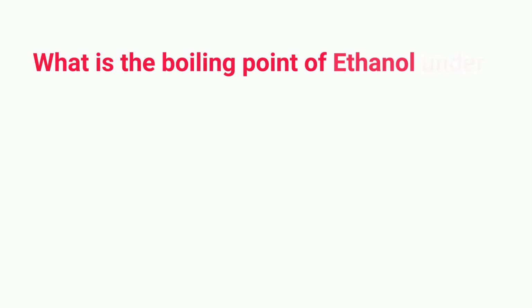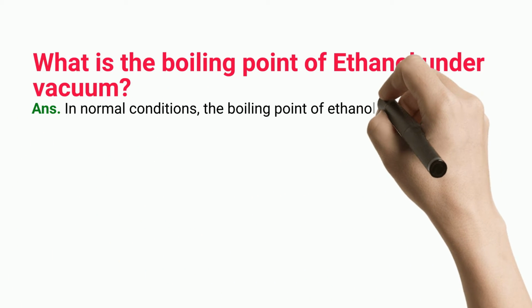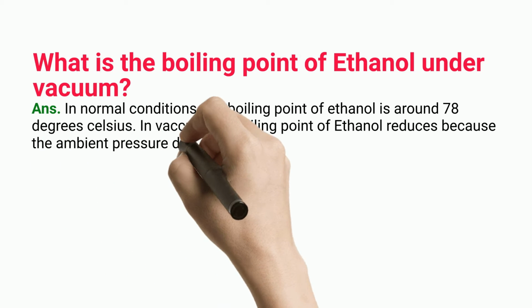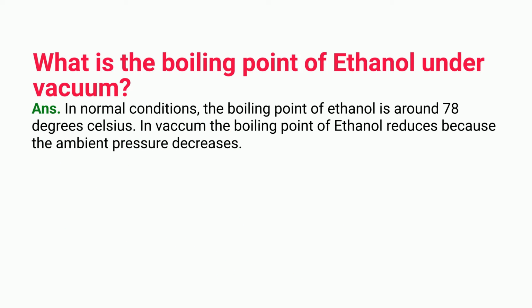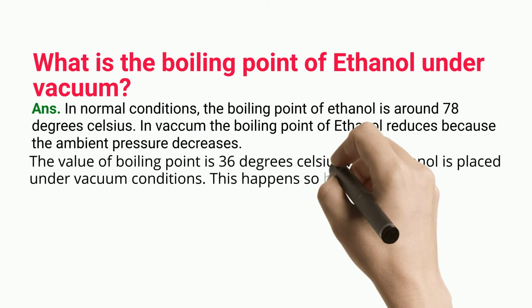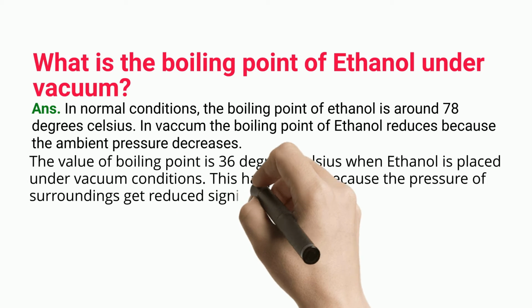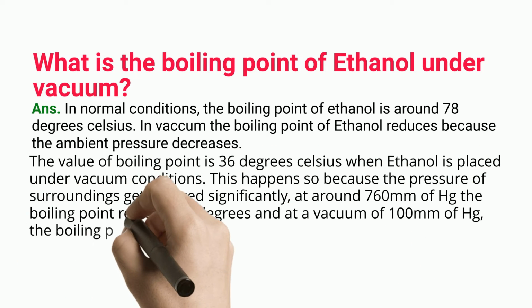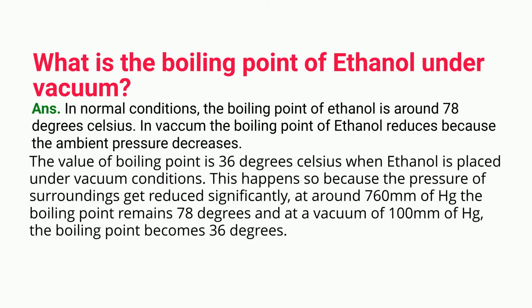What is the boiling point of ethanol under vacuum? In normal conditions, the boiling point of ethanol is around 78 degrees Celsius. In vacuum, the boiling point of ethanol reduces because the ambient pressure decreases. The value of boiling point is 36 degrees Celsius when ethanol is placed under vacuum conditions. This happens because the pressure of surroundings gets reduced significantly. At around 760 mm of Hg, the boiling point remains 78 degrees, and at a vacuum of 100 mm of Hg, the boiling point becomes 36 degrees.